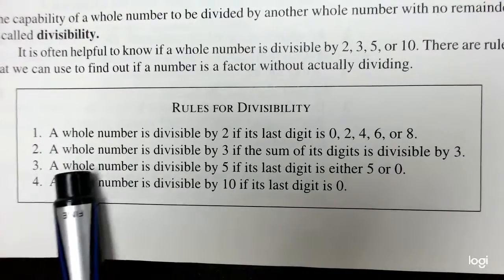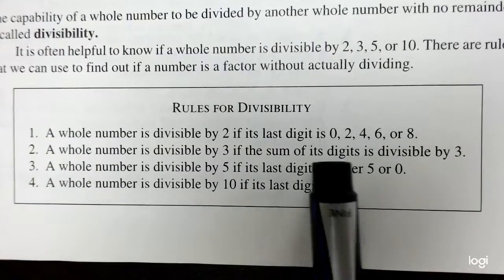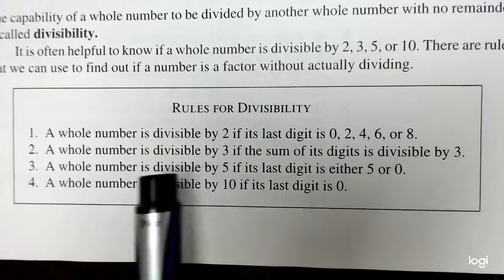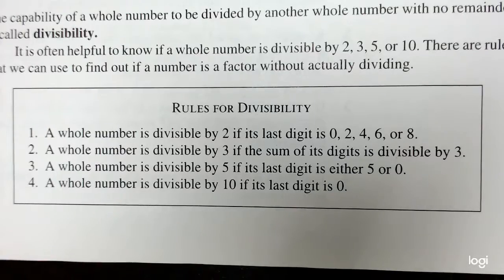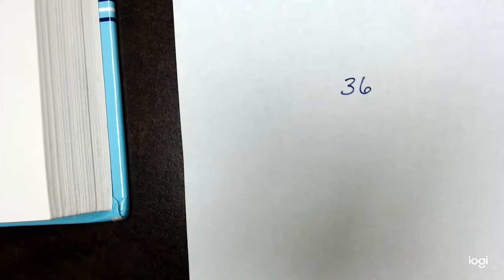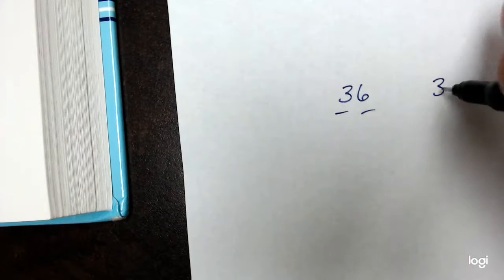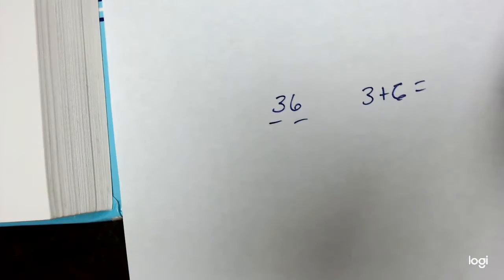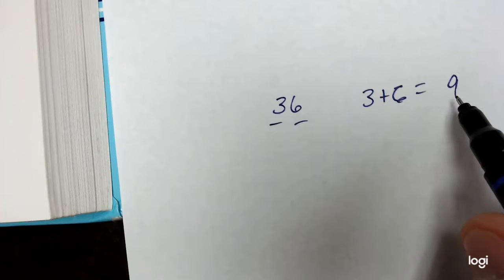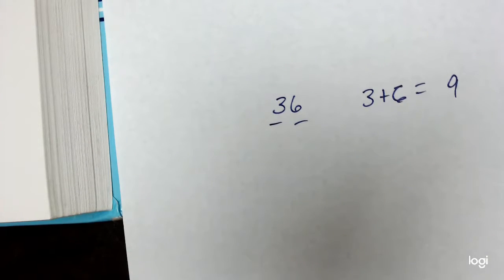Next one, a whole number is divisible by 3 if the sum of its digits is divisible by 3. Now this one is a little bit more confusing, but what it means is that, let's say we take the number 36, for example. The way that I know 36 is divisible by 3 is because I memorized the times tables. I know 3 times 12 equals 36. But let's say I didn't know that. What I can do is I can take the digits 3 and 6, I can add them. That will give me the number 9. And if that number is divisible by 3, then 36 is divisible by 3.